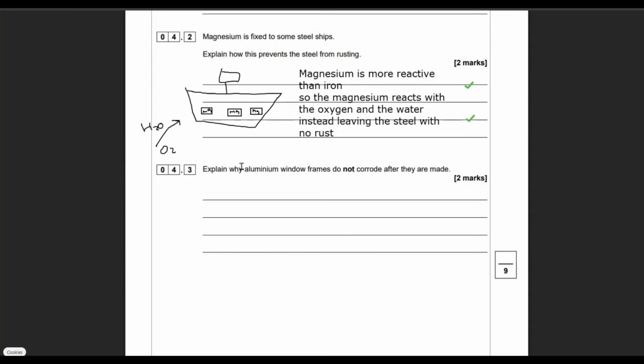Now, the next question, sorry about that. My daughter came in asking me about can she have this, can she have that? She keeps interrupting me at the moment when I'm doing these.